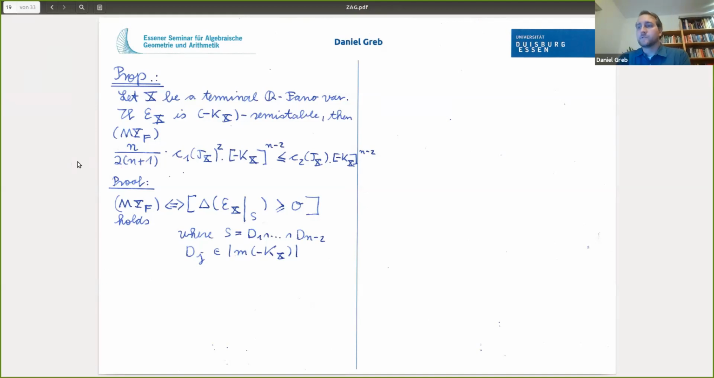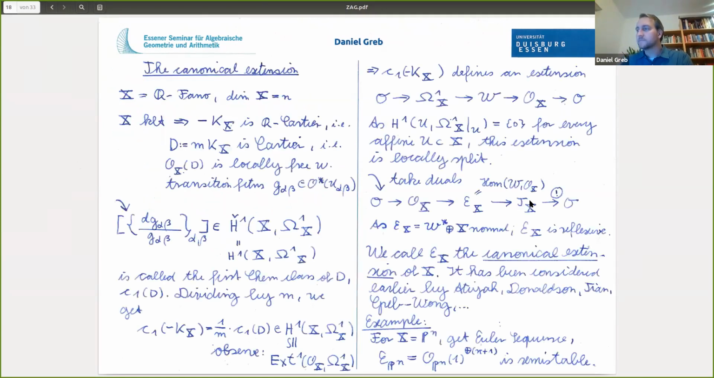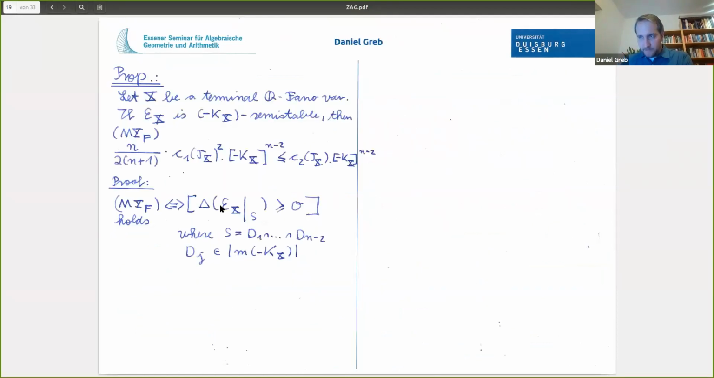And so you restrict to a complete intersection surface D1 intersected with D_{n-2}, where the D_j are in |m(-K_X)|. And so then you notice that your E_X is an extension of O_X by T_X. So it has the same Chern classes as T_X, but it has rank n plus 1. Here in my situation, because I'm terminal, this surface lies in the smooth part of my X. So S is smooth, and E_X is locally free around S.